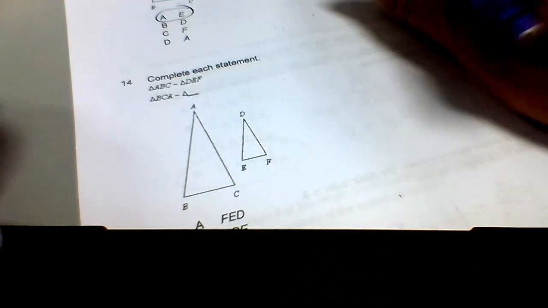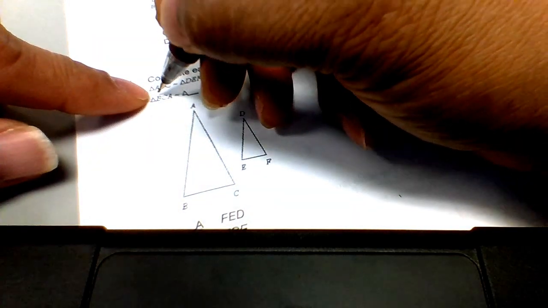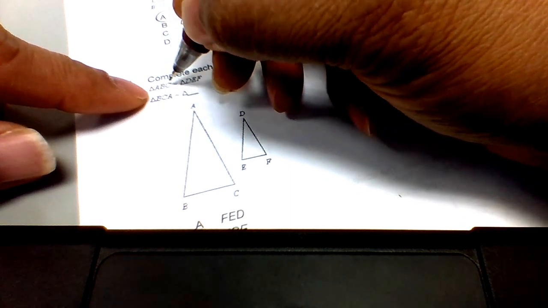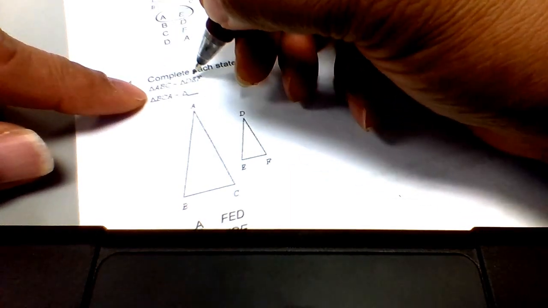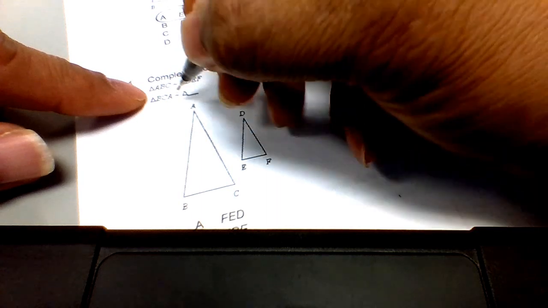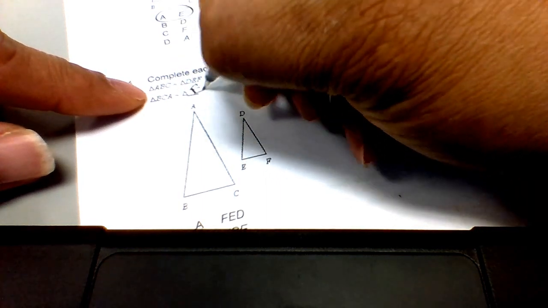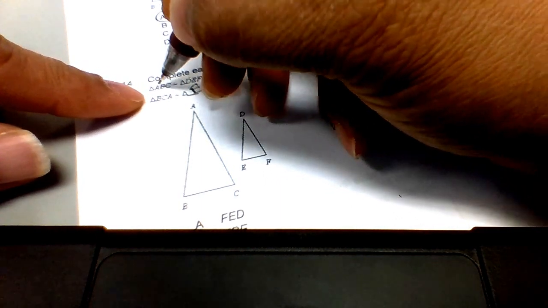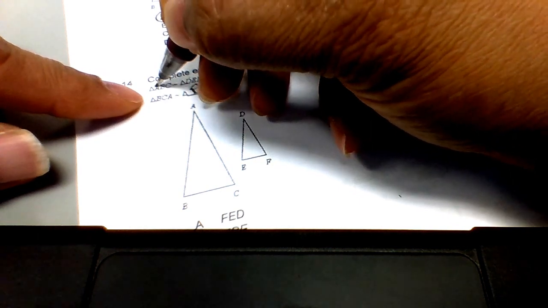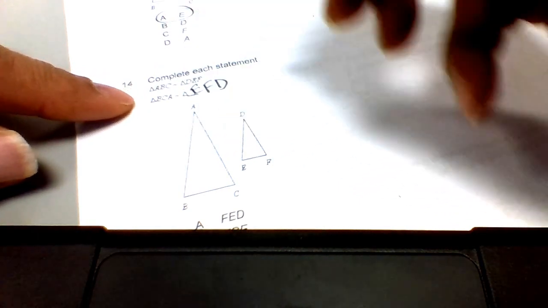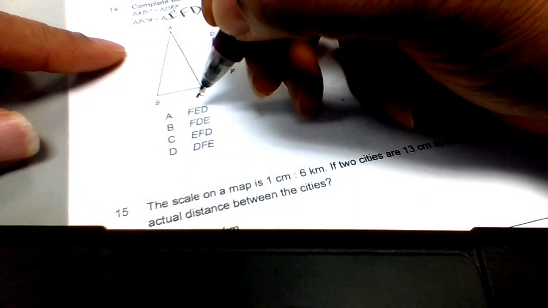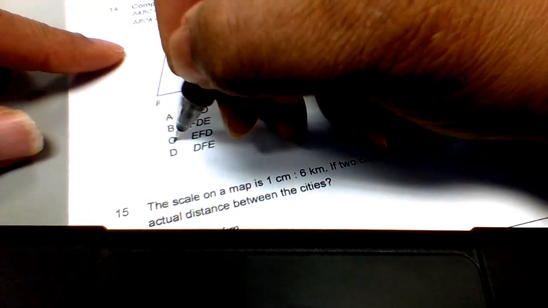Complete each statement. Again, B, C, A, B, C, A, so E, F, D. I went 2, 3, 1, so I gotta go 2, 3, 1. E, F, D. E, F, D, C.